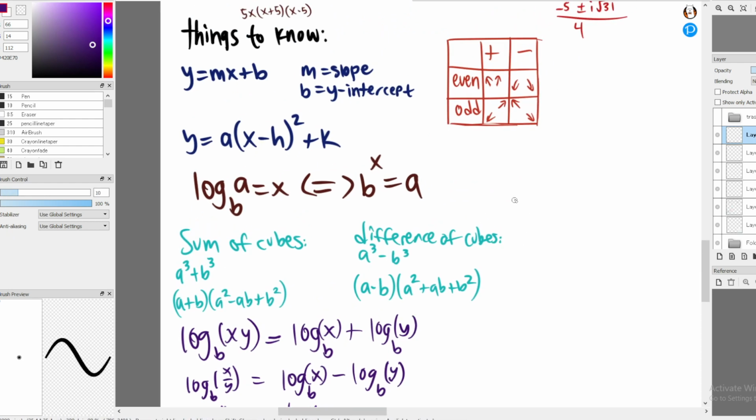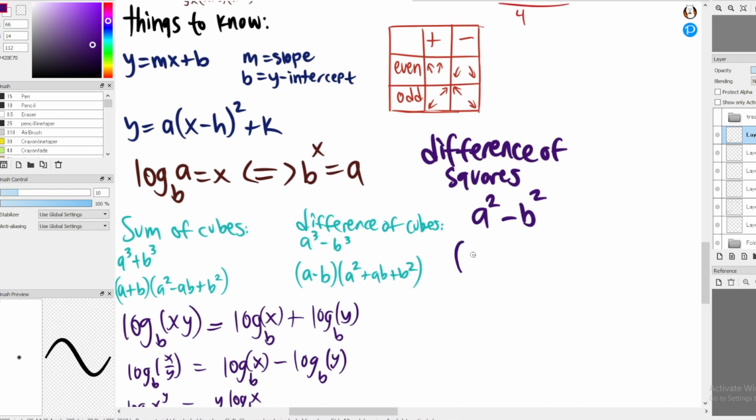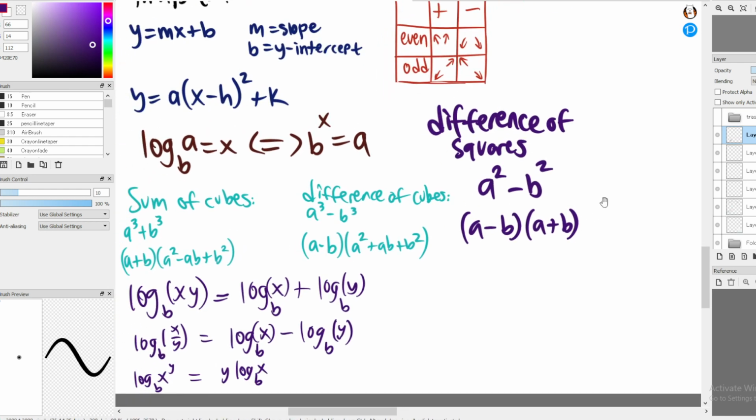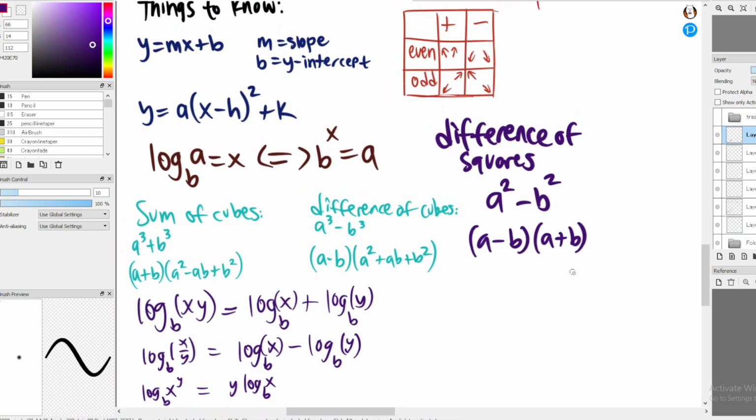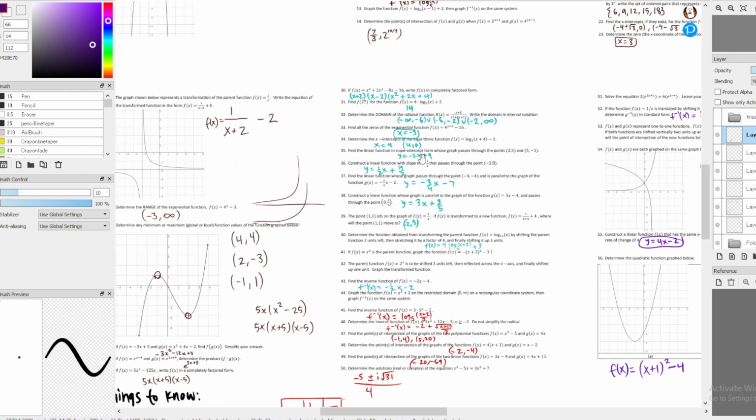You probably should also know the difference of squares, which basically says if you have a squared minus b squared, and the minus is crucial, that's the same as saying (a minus b)(a plus b) with factoring. I think those are the more crucial ones. I'm sure I'm missing something, but yeah.